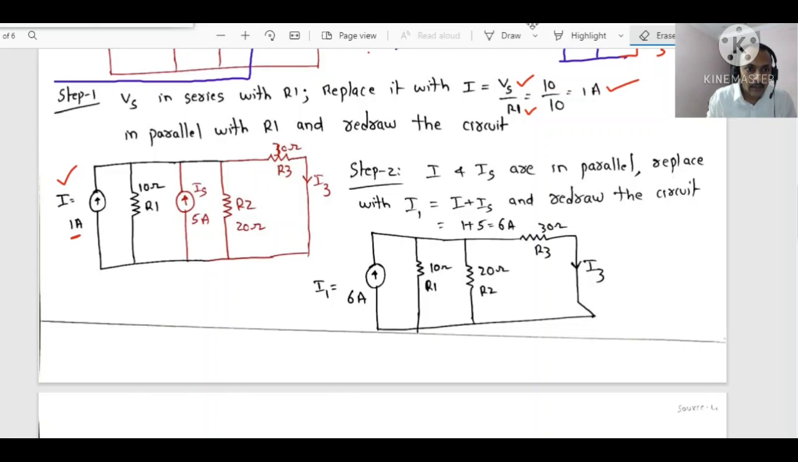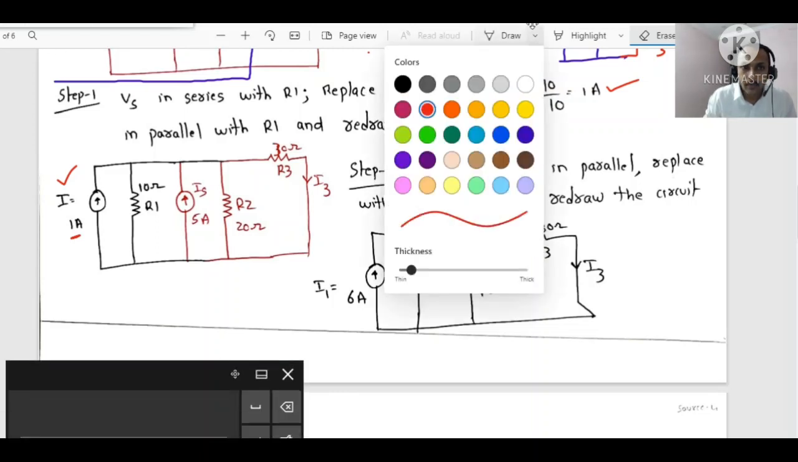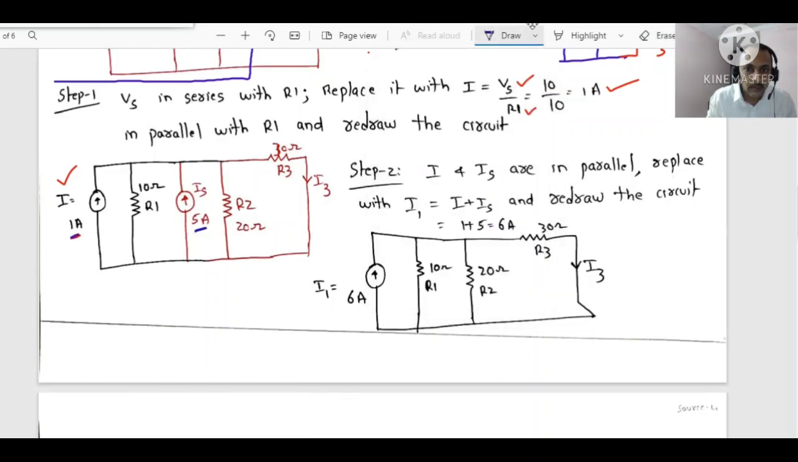If you observe, this 1 ampere and 5 amperes are in parallel. Both the arrowheads are pointing upward. This is I1 coming like this, and this is 5 amps coming like this. So these two are in parallel. We can add these two currents into a single current value and redraw the circuit.